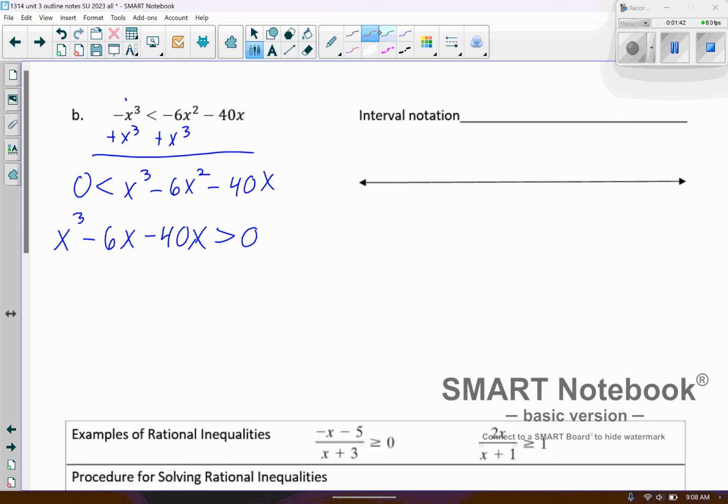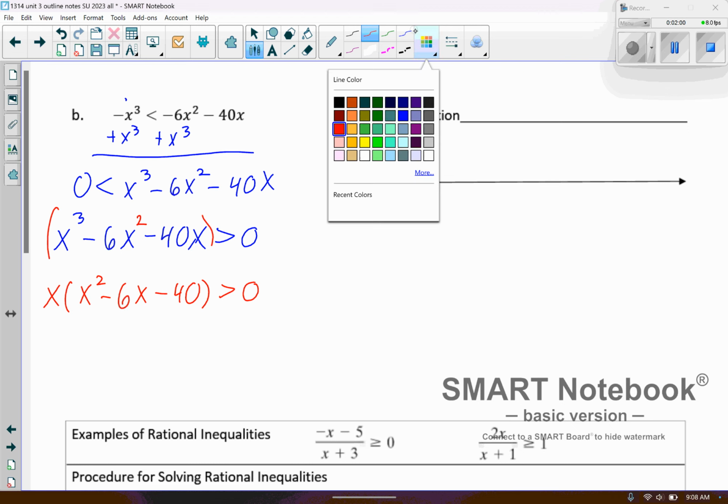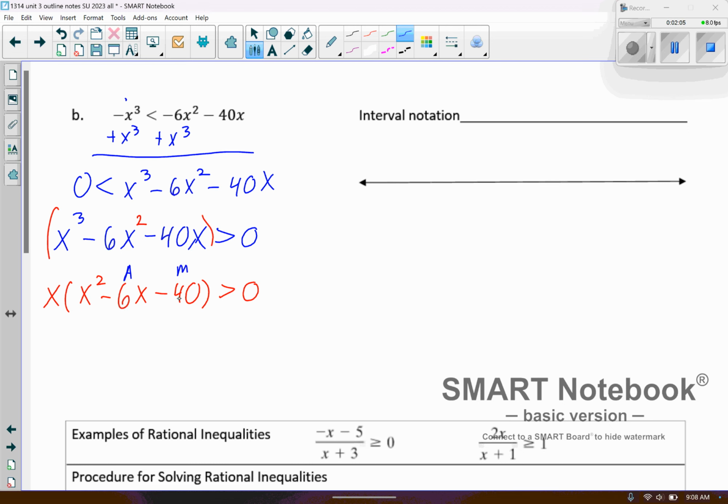Okay, so now it's time to factor this to find the x-intercepts. I can start by factoring out an x. Oops, I forgot my squared there. We'll start by factoring out an x. That'll leave me with x squared minus 6x minus 40 is greater than 0. Then I'm going to figure out what multiplies to give me negative 40 but adds to negative 6. I believe that's going to be a minus 10 and a plus 4. Those two numbers multiply to give me negative 40, and they add to give me negative 6.